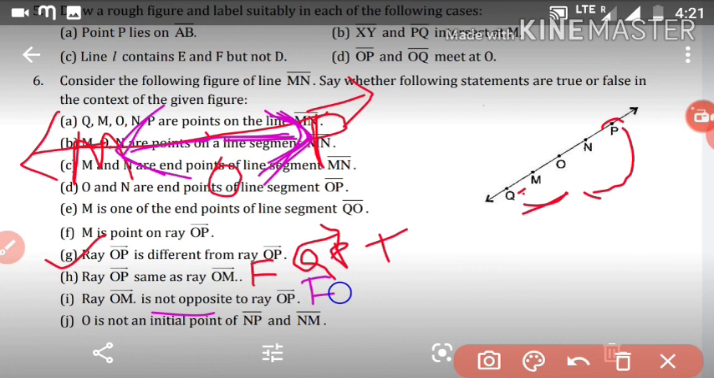Now J: O is not an initial point of NP. Initial point means the starting point, not the middle point. This is NP, and NM. Are they initial points? Yes, they are not initial points, isn't it?